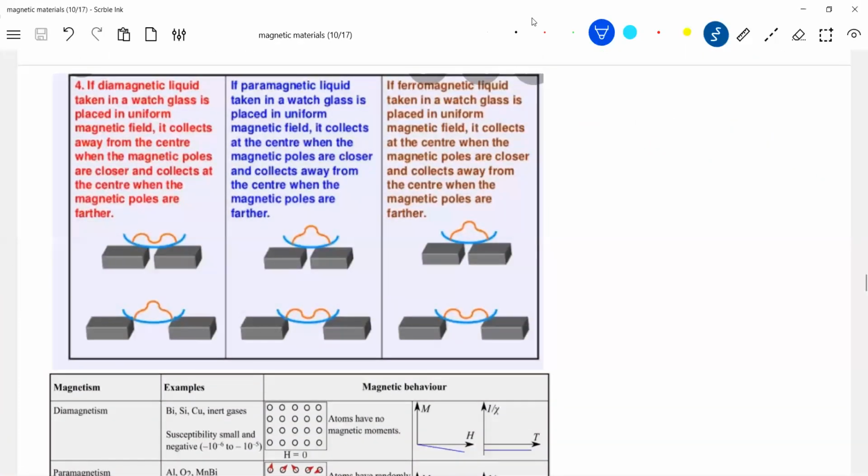Next, consider a diamagnetic liquid taken in a watch glass placed in a uniform magnetic field, and this is a north and south pole. This is a bar magnet.